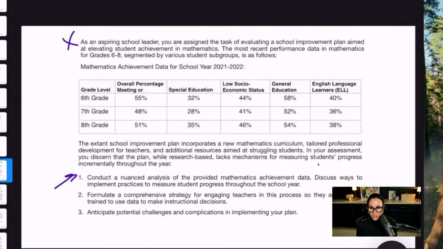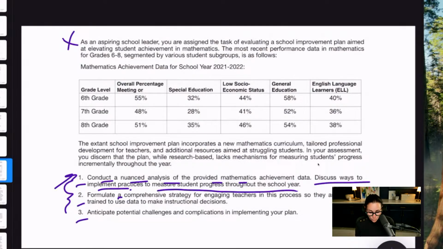All right, so start with the task. Start with the bullets or the numbers here. Do not start reading this whole thing and getting lost in the data and all of that. All right, first thing, number one, conduct a nuanced analysis of the provided mathematics achievement data. All that means is summarize the data. And it doesn't even mean summarize every single data point. It's just like summarize certain points that you want to talk about. All right. And you're going to have a look at this data. It's okay. But right away, my first paragraph, I might break this up into 3 paragraphs. First one is going to be a summary of the data and what do I want to do about it? Discuss ways to implement practices to measure student progress.